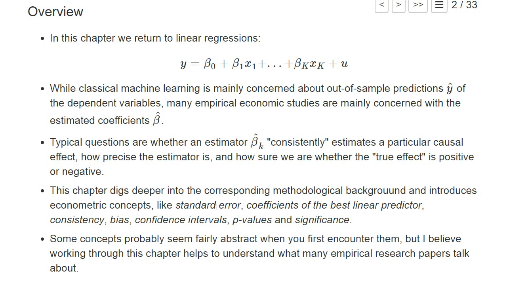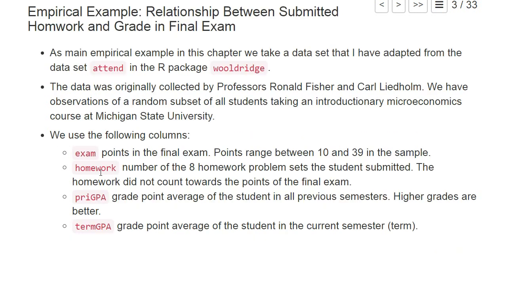And they are important to understand what's going on in a lot of empirical research papers and to understand what is written when they say something like this coefficient is significant. So in this section, we will look at a lot of simulated code, but I will also look at one empirical data set, which I adapted from the R package called Wooldridge. The data set is called Attend. I slightly renamed the variables and dropped some variables. And it was originally collected by two professors who taught an introductory microeconomics class at Michigan State University.